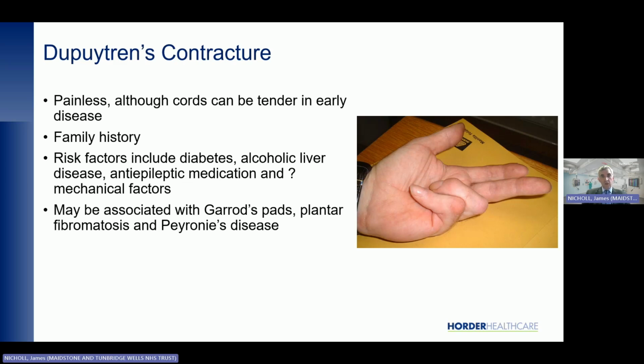Other risk factors for it, again, more common in people with diabetes, with alcoholic liver disease. Some drugs are thought to cause it, and mechanical factors, the jury's out on this one. When I was a medical student, we were all taught that it was people who used pneumatic drills for digging up the roads who were prone to get it. There's been a study that shows it's more common in rock climbers. I sometimes see it develops in people after they've had a wrist fracture.